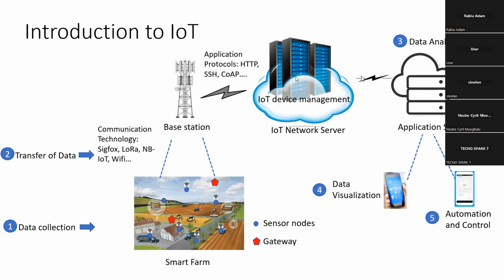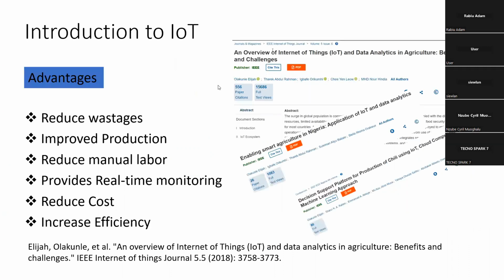Okay. So next, I'd like to talk about some of the advantages of IoT in agriculture. First, it helps to reduce wastages. It helps to improve production. That's a very important thing for farmers, how they can increase their yield. It reduces manual labor, so it cuts down unnecessary human intervention. Then it provides real-time monitoring, so you can monitor from anywhere. Let's say you're a farmer and you travel out, you can still know what's happening on your farm. It reduces cost in the long run. Initially it could be more expensive to set up, but in the long run, it tends to reduce cost. Then of course, it increases efficiency.